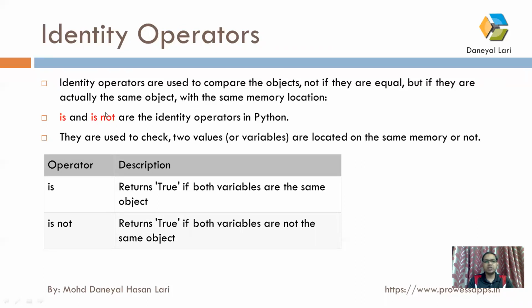So is and is not, these two operators are available to check the identity. They are the identity operators in Python. They are used to check whether two values or variables are located at the same memory or not. is returns true if both variables are at the same location, and is not returns true if both variables are not the same object.